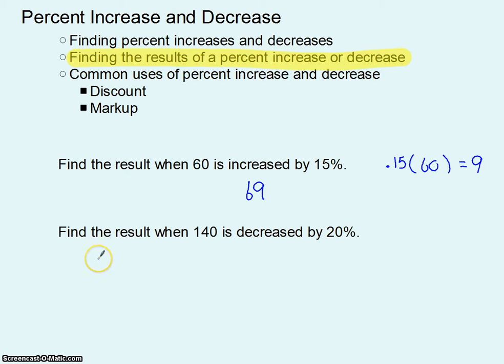Second question, find the result when 140 is decreased by 20%. Well, the first thing we need to find out is what is 20% of 140. When you calculate that out, you'll get 28. Okay. So really, we're decreasing 140 by 28.